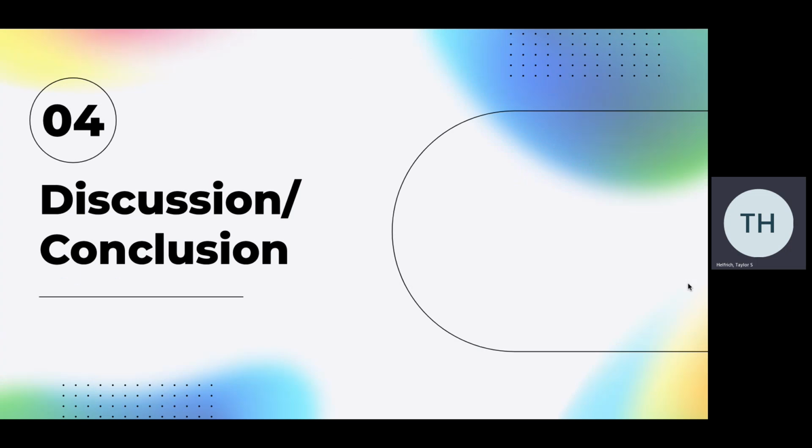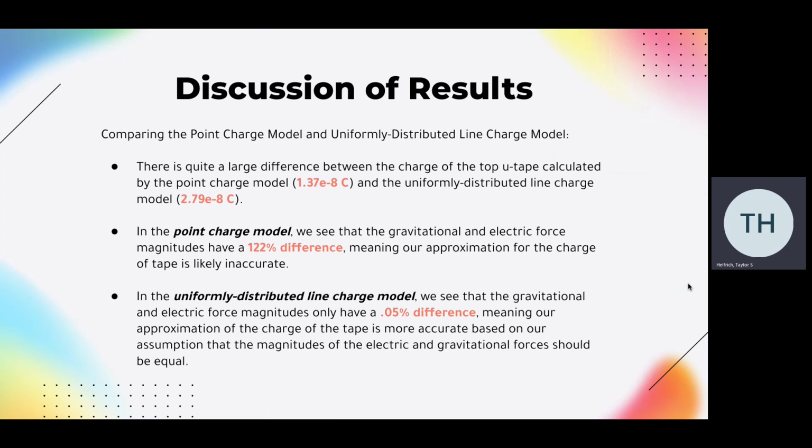Moving into a more detailed discussion about the results, comparing the point charge and line charge models, there's quite a large difference between the approximations of the charge of the piece of tape. In the point charge model, we see a 122% difference between the gravitational and electric force magnitudes, likely meaning our approximation of the charge of the tape is inaccurate. And in the line charge model, we see only a 0.05% difference, meaning our approximation is likely closer to the actual value just because our electric and gravitational force magnitudes are very similar, almost equal.